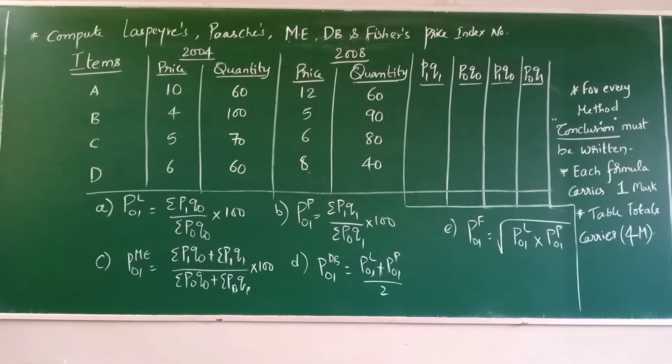After calculating all these four totals, look there, I have given one note. The table totals of all four, P1 Q1, P0 Q0, P1 Q0, P0 Q1, carry 4 marks. If it is asked for 10 marks, only these 4 totals carry 4 marks, remember. Clear? So from the table you can already get 4 marks out of 10. Am I clear, guys?